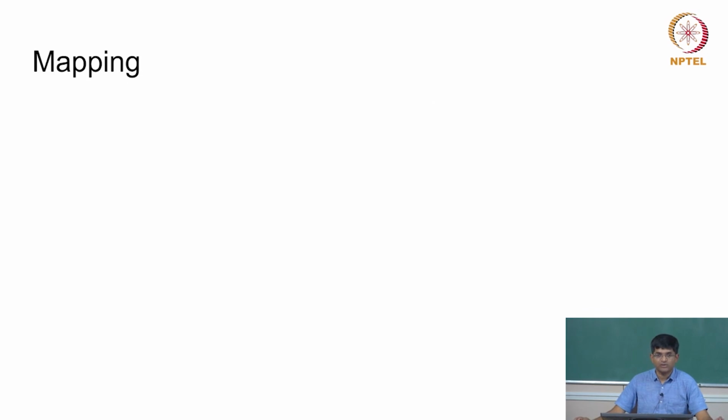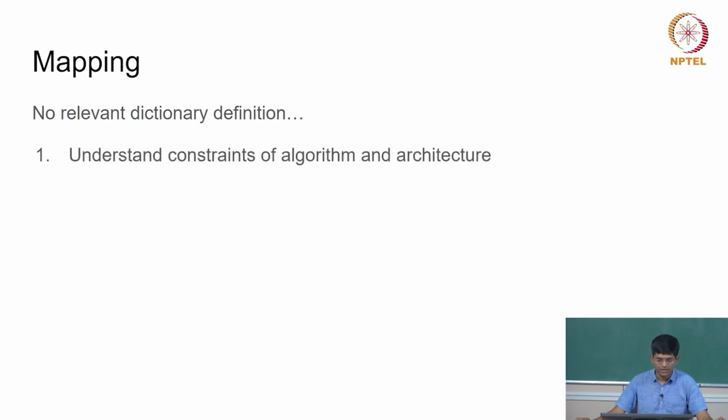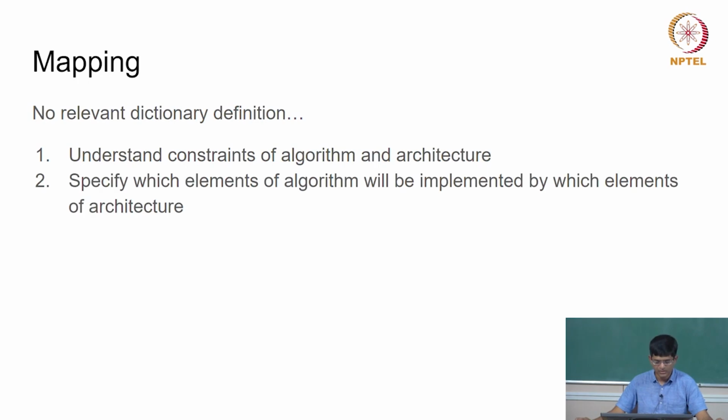And finally, we come to the first part of the title, mapping. There is no really relevant dictionary definition over here. What we mean when we talk about the word mapping is to basically say we are going to understand the constraints of the algorithm and the architecture, and specify which elements of the algorithm will be implemented by which elements of the architecture.